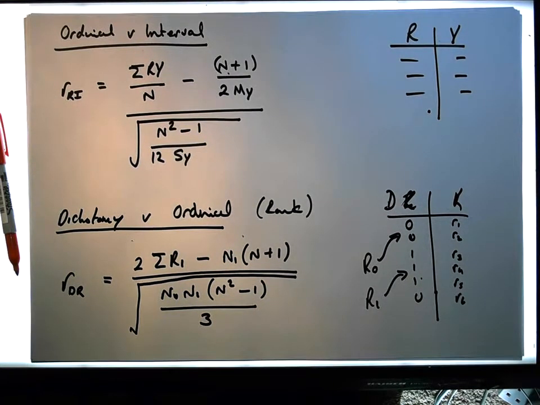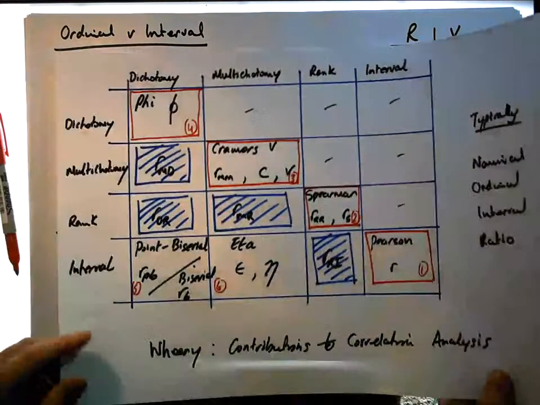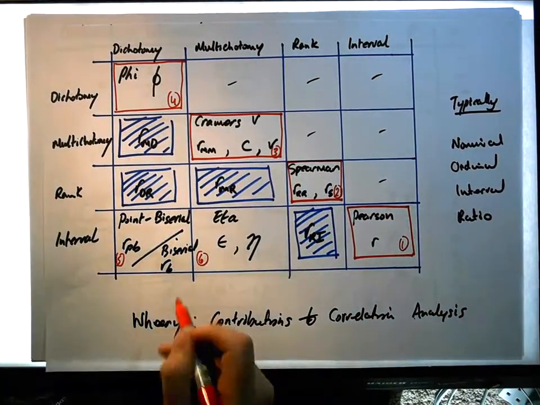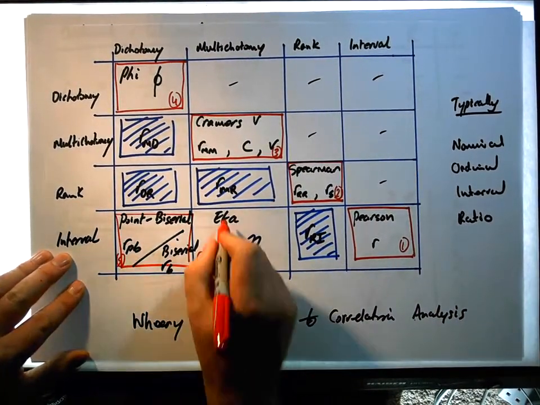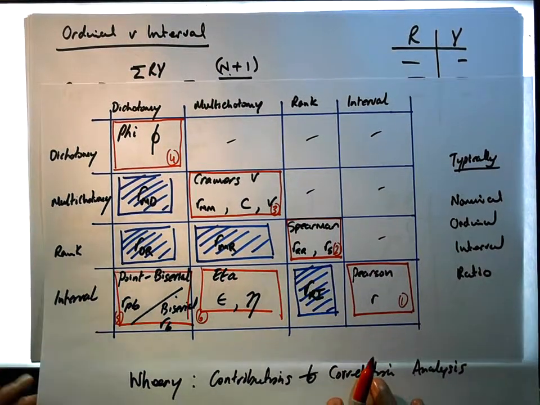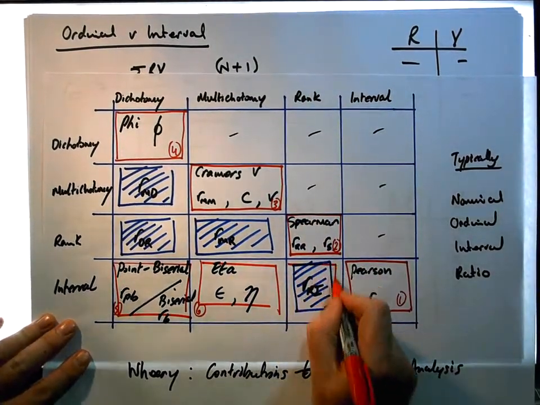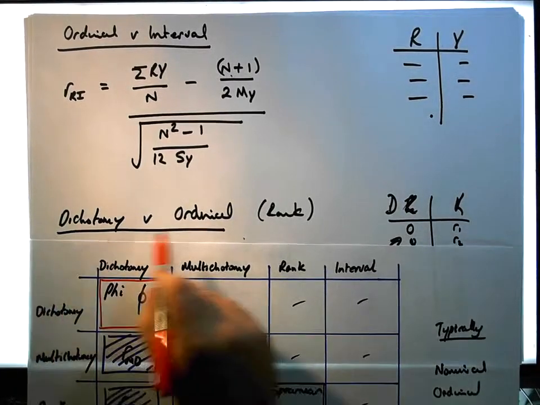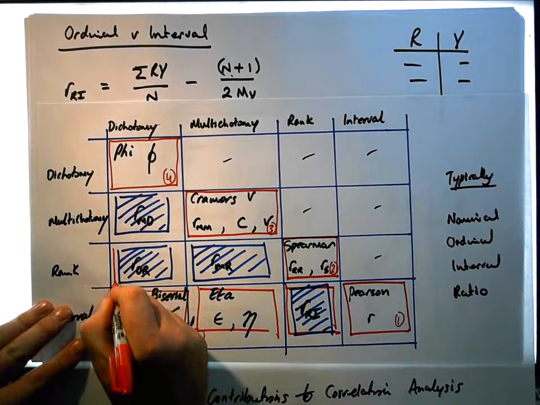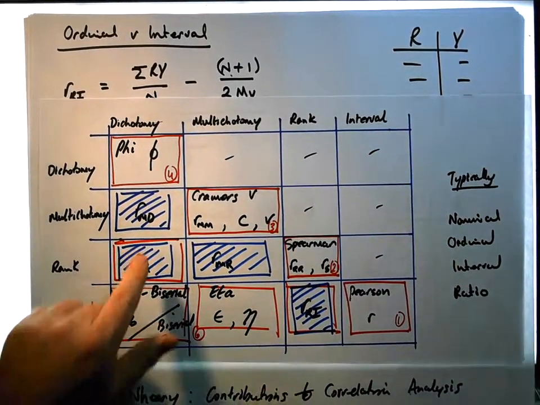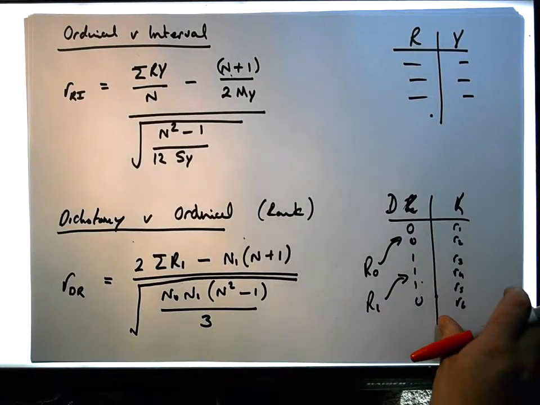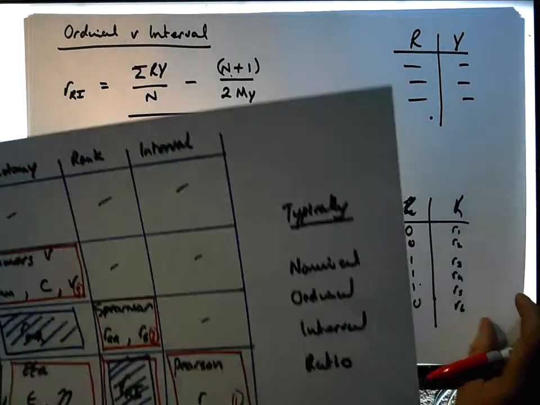So let's now go back to our sheet and see what we've just done. We've got Pearson done, Spearman done, Cramer's done, Phi done. We've got the Point-Biserial done. We've done eta. And now we've done the ordinal, the rank, and the interval. We've also done the dichotomy and the rank. And now we're left with just 2 other formulas, which are the dichotomy and the multichotomy, and the multichotomy and the rank.